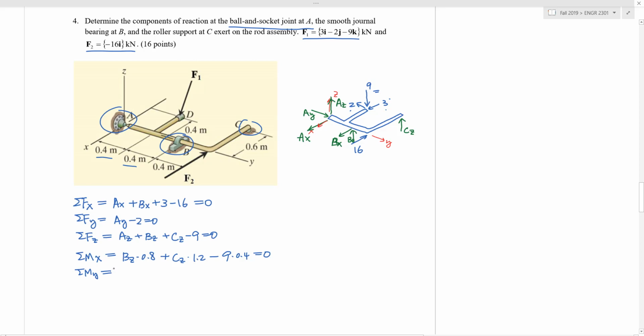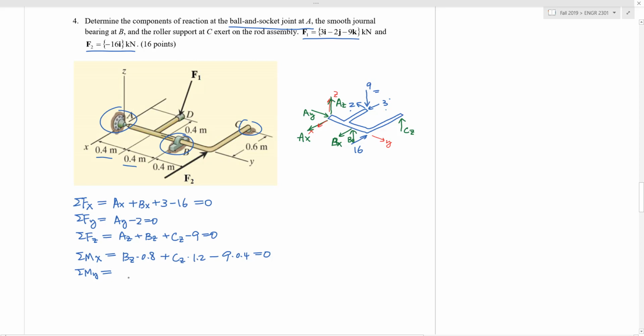So we will have, again, AX, AY, AZ, and BX and BZ, all these forces pass through y-axis. So they do not have moments about y-axis. Okay, this 16 kilonewton force also passed through y-axis, no moment. The 3 kilonewton force passed through y-axis as well, no moment. The 2 kilonewton force parallel to the y-axis, no moment. All right, so only this 9 kilonewton force and CZ.